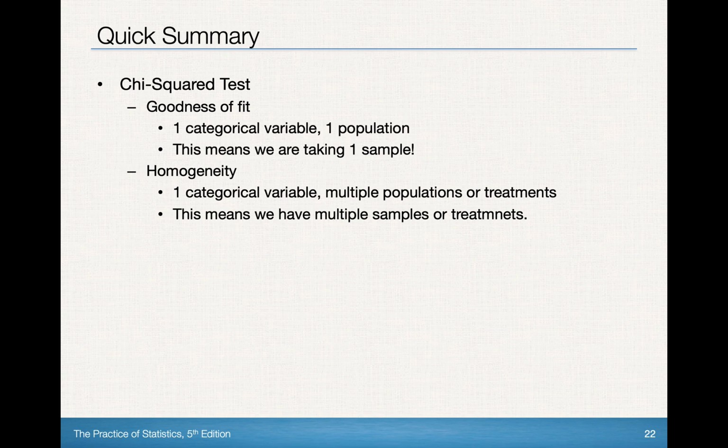Okay, this is the end of the chi-square test for homogeneity. We will have one more chi-square test. It's called a chi-square test for association or independence, and we will look at that later this week.